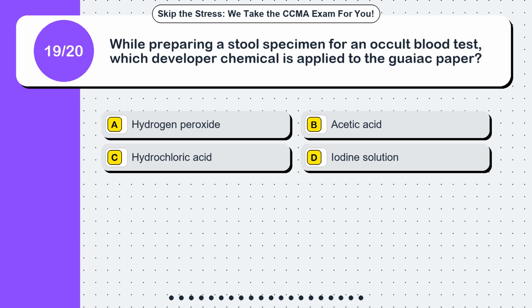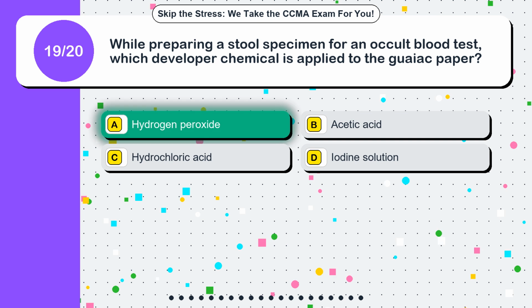Question 19. While preparing a stool specimen for an occult blood test, which developer chemical is applied to the guaiac paper? Option A, hydrogen peroxide. Option B, acetic acid. Option C, hydrochloric acid. Option D, iodine solution. The correct answer is option A, hydrogen peroxide.